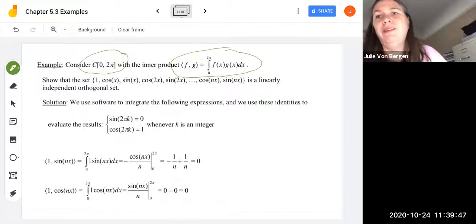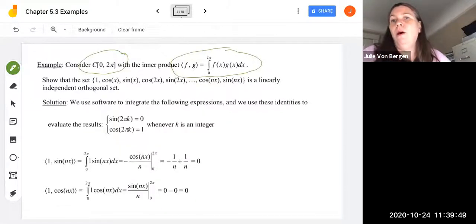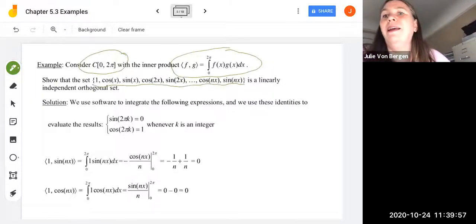So we want to show that this set, 1, cosine x, sine x, cosine 2x, sine 2x, all the way through cosine nx, sine nx, is a linearly independent orthogonal set. All right, so we use software to integrate the following expressions, and then we're going to use identities here.